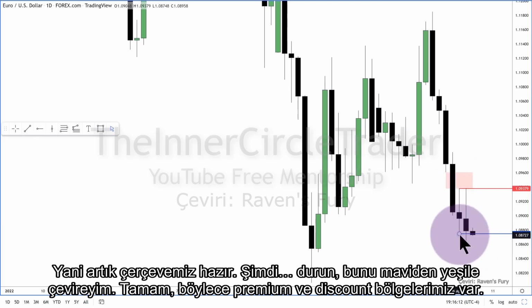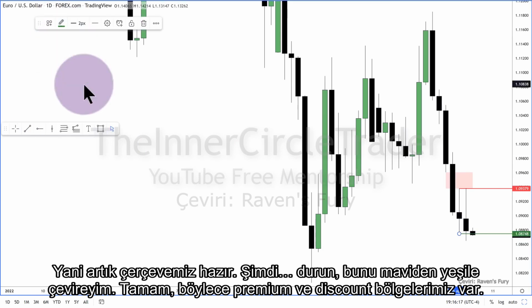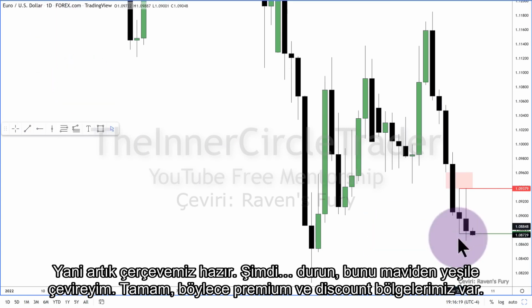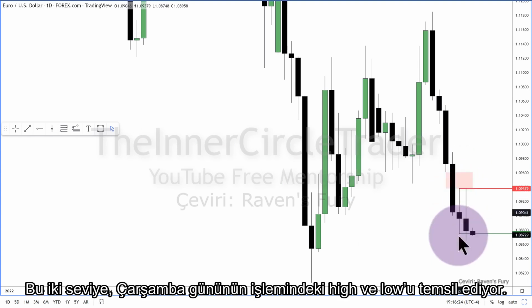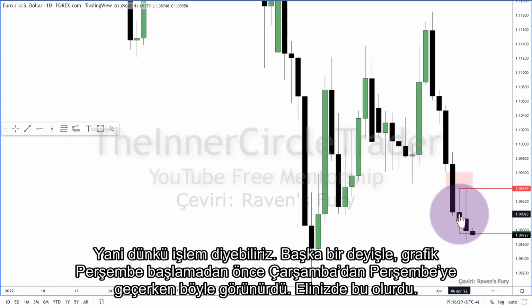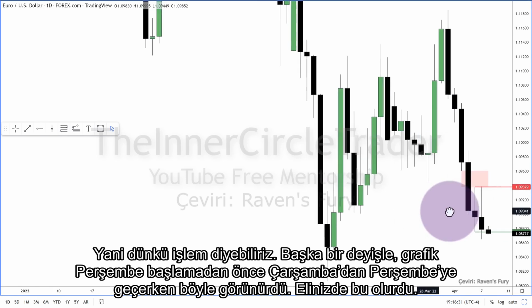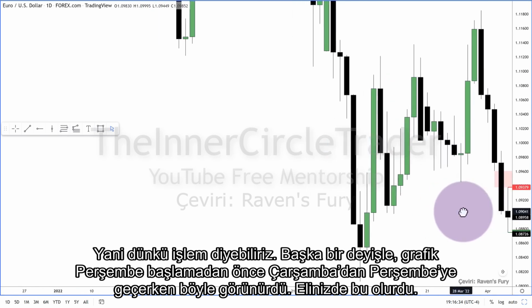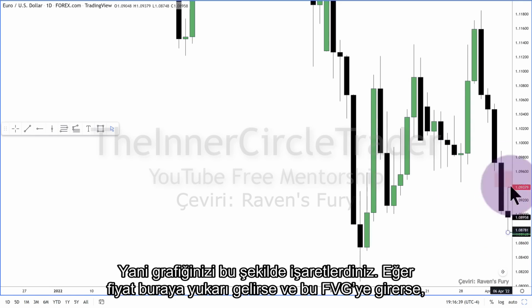We have, actually, let me change this with blue to that green. Okay? So we have premium and discount. These two levels are represented on the high and low of Wednesday's trading, which would be yesterday's trading. In other words, your chart would have looked like this. Wednesday going into Thursday, before Thursday started trading, you'd have this. So you would mark your chart out like this.